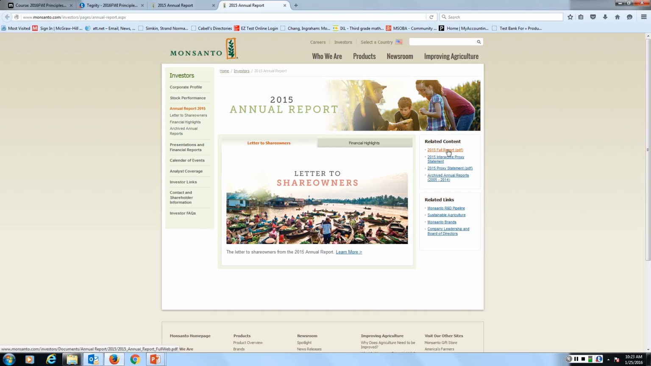file. They have a proxy statement, which is information about their stock, information about their strategic objectives. You will find the salaries of all of their executives here. So there's lots of information in the proxy statements. And then we see that they have archived reports all the way from 2014 back to 2005.